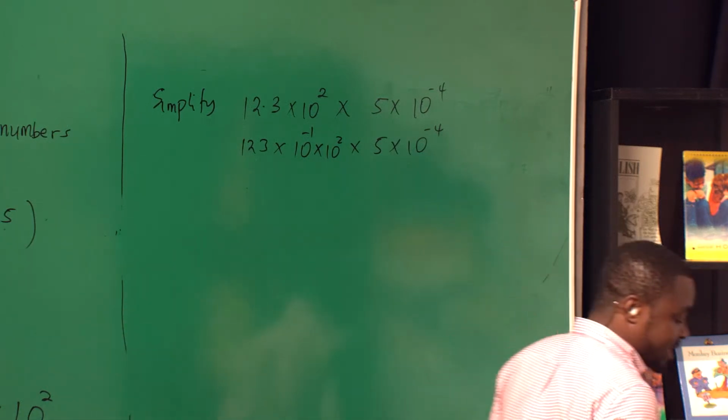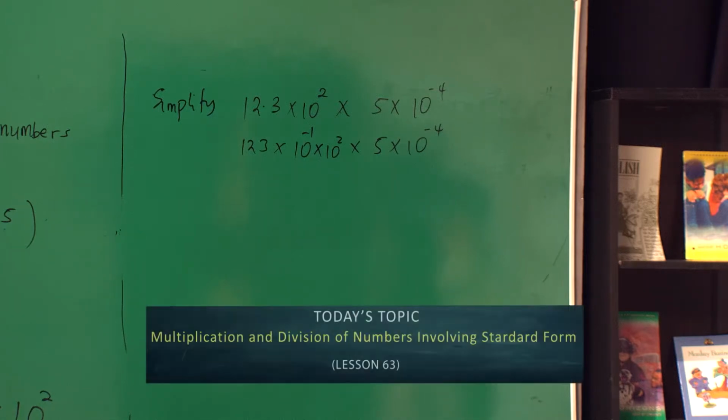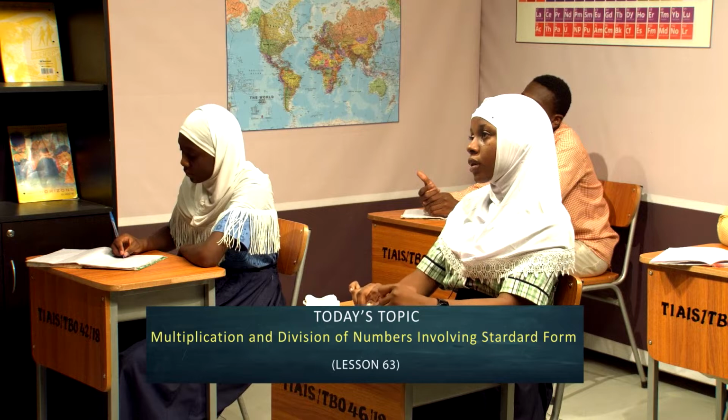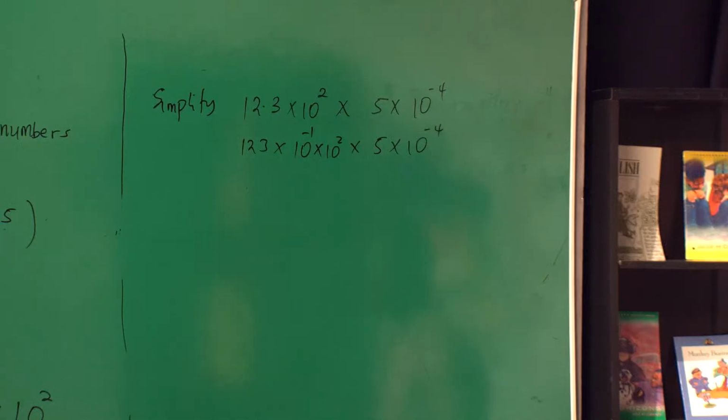So as Ochad has said, you need to always rewrite them so that the coefficients will be whole numbers. It's very important. You need to get whole numbers before you can perform the multiplication very well. So in this case, Munira, what else do we do? So I multiply the 123 and 5. Okay, so you multiply 123 by 5. How do you treat the exponents there? 10 exponent negative 1 times 10 exponent 2. How do you treat them? You add them. So add them and tell us what you have.